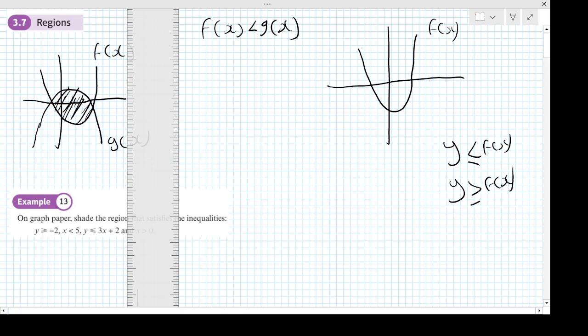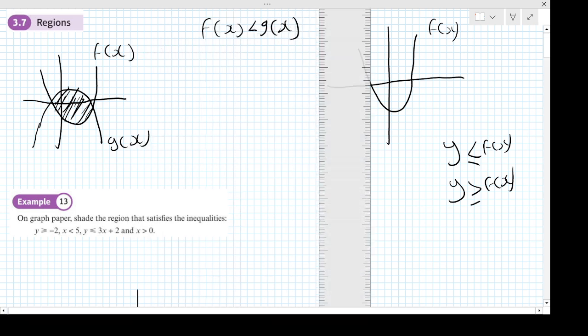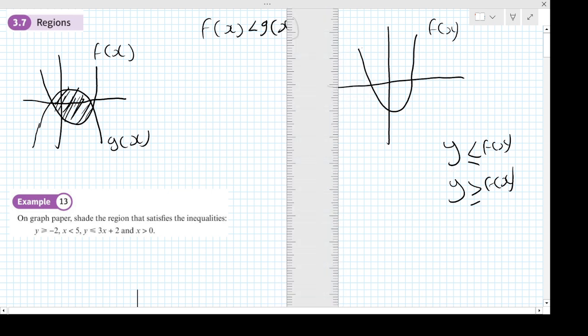In the previous section, we looked at two functions where f of x is less than g of x, when f of x was below g of x. We're going to use the same idea here when we have y instead. So we have this function f of x, and we want the inequality y less than or equal to f of x. What that's saying is that the part of the graph we're interested in has to be below the curve f of x.